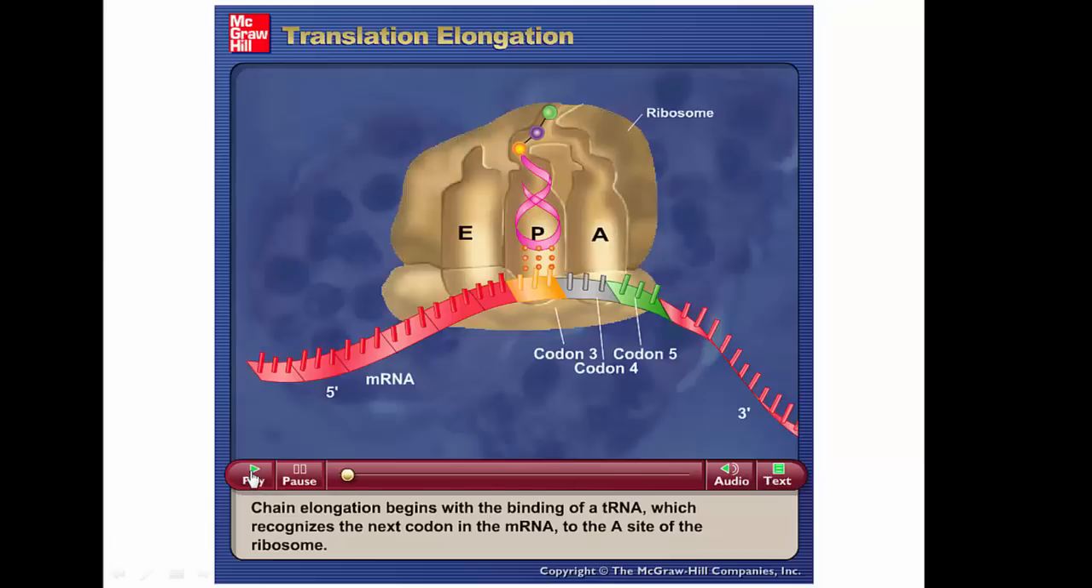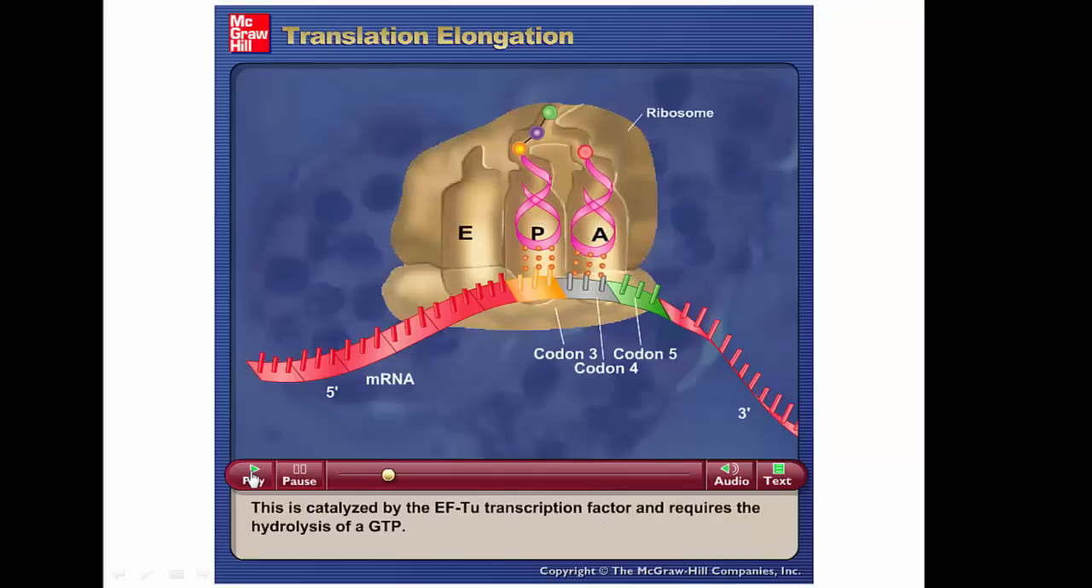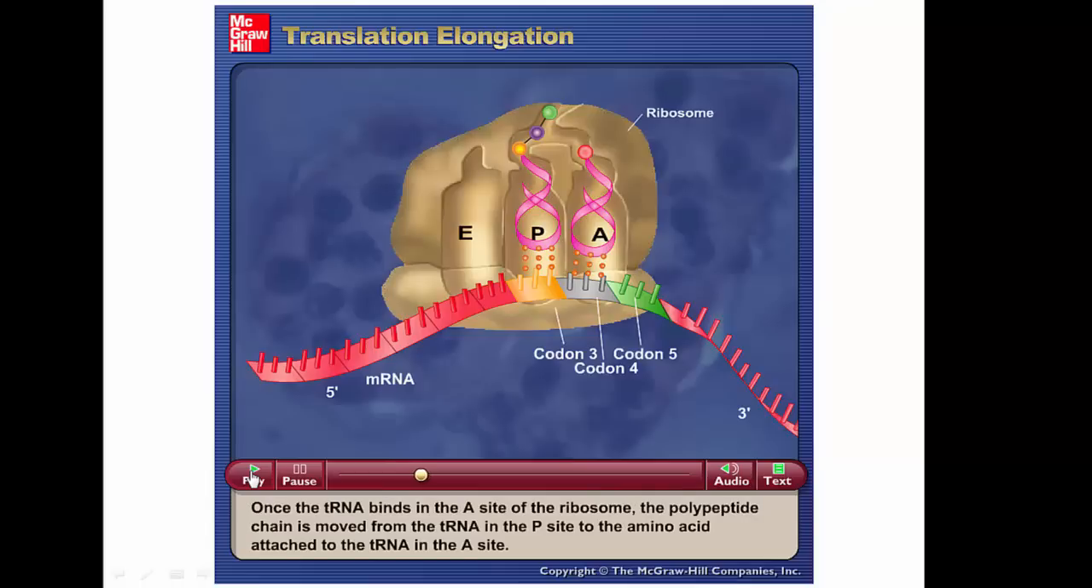Chain elongation begins with the binding of a tRNA, which recognizes the next codon in the mRNA, to the A site of the ribosome. This is catalyzed by the EF-Tu elongation factor and requires the hydrolysis of a GTP. Once the tRNA binds in the A site of the ribosome, the polypeptide chain is moved from the tRNA in the P site to the amino acid attached to the tRNA in the A site.